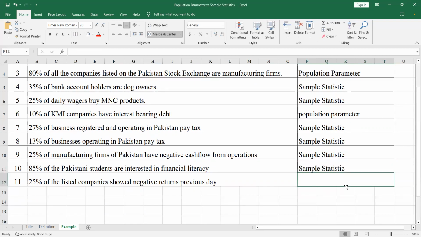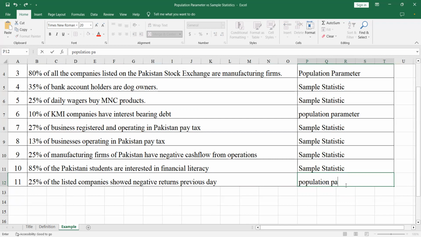25% of the listed companies showed negative returns on the previous day. Listed companies is a very small population. You can actually look through the population numbers and get this number. So this is a population parameter.